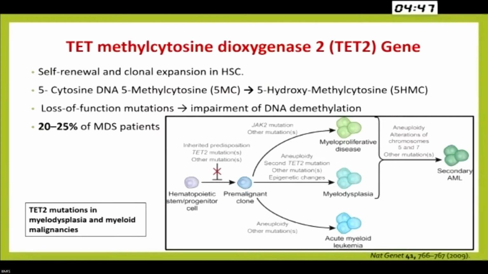Self-renewal and clonal expansion of hematopoietic stem cells are involved because of this gene. And in here, what happens is 5mC is converted to 5hmC, hydroxymethylcytosine. And there's a loss of function mutation where DNA methylation is impaired, DNA demethylation is impaired, and 25% of the patients will have this. So this is the commonest mutation to have in myelodysplasia.